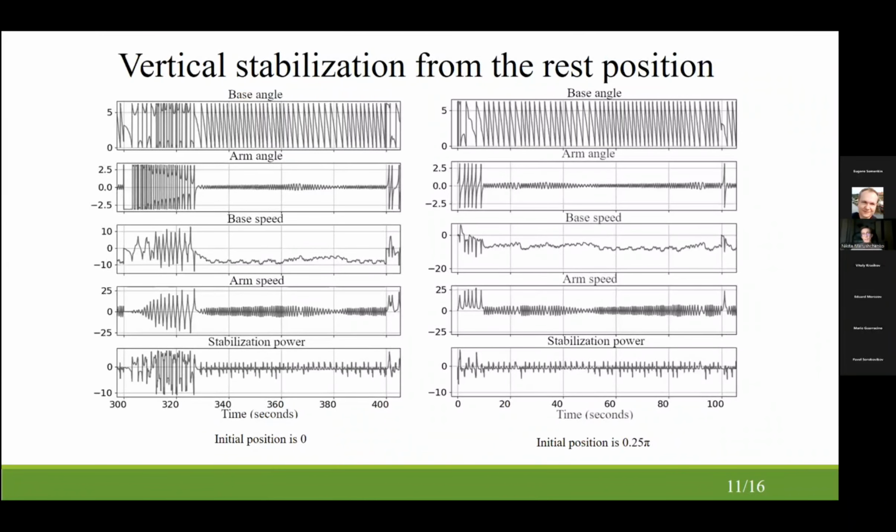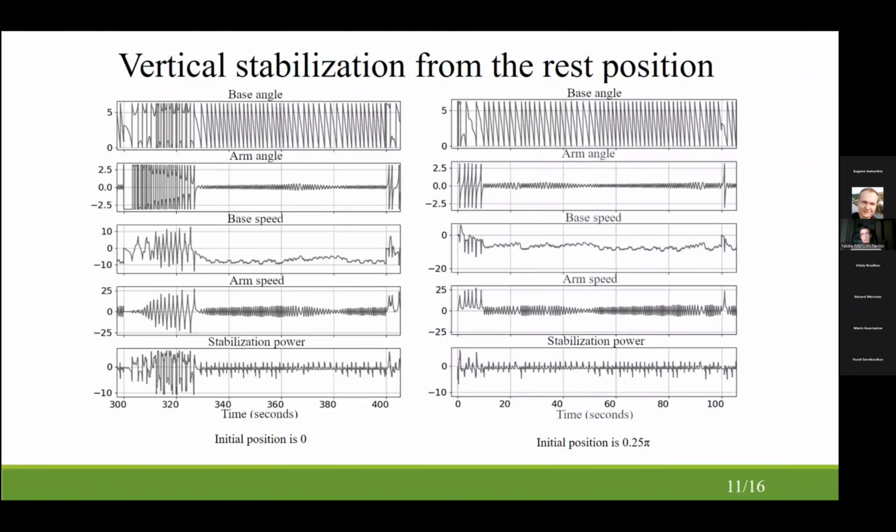Then on this slide, I have experiments for vertical stabilization from the rest position. Rest position means the bottom position of the pendulum arm. The target is 0 or 2p, meaning the vertical position, and the rest position is the bottom position. It's the position which the pendulum reaches when it's not stabilized.